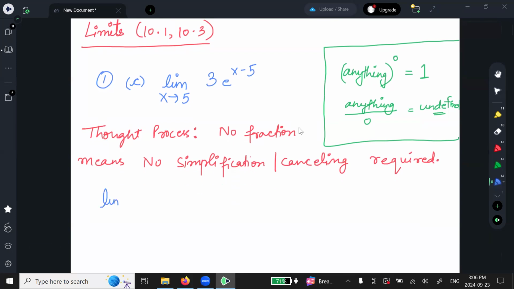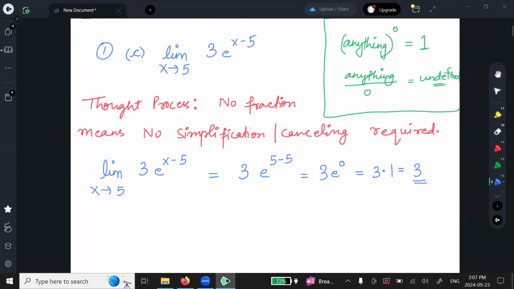So this will be limit x approaching 5 of 3 e to the power x minus 5. Yeah, exactly. You just plug in 5, and what do you get? Because anything to the power 0 is 1, and 3 times 1 is just 3, right? Easy peasy. We're just plugging in the numbers, and that's it. Now, this was not a bad question. Any questions? Good. Let's do part E.